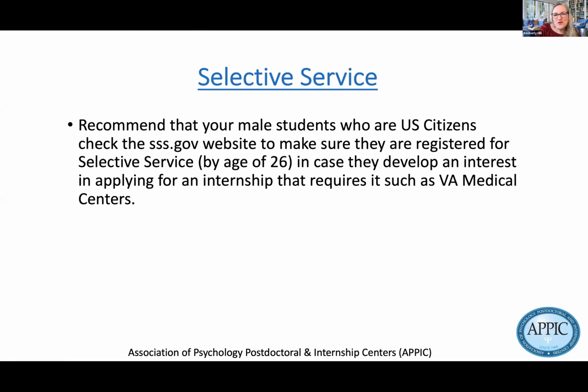Selective service. So this is something I never thought of until last year, even though I've been doing this for a long time. I would say the first week of graduate school, make sure that your male-born students who are US citizens check the ss.gov website to make sure that they are registered for the selective service by the age of 26, in case they develop an interest in applying for an internship that requires it, such as the VA medical centers. The reason I thought of it last year was because one of my students matched with a great VA, and on the Friday before he was supposed to start, he was notified that he lost that position that was supposed to start on Monday because he didn't register for the selective service. He's a great student. He just thought it was automatic.